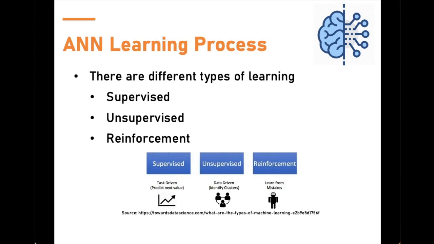Let's jump right into the learning process in artificial neural networks. In neural networks, there are different types of learning that can be employed based on the nature of the problem and the availability of labeled data. The different types of learning available are supervised learning, unsupervised learning, and reinforcement learning.